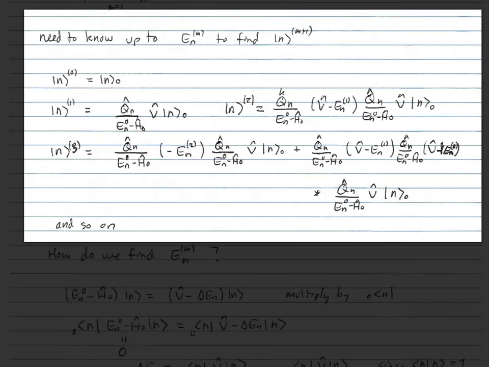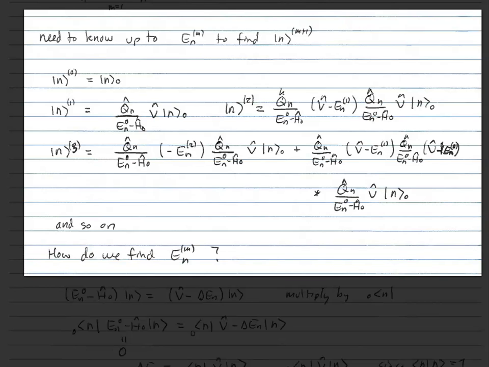It does get more and more complicated to work out what these formulas are for the higher and higher orders. It's straightforward, but complicated. You have to be careful. And again, as I like to say, that's French cooking. All right, how do we find the states En of m? Not the states, the energies at the mth order.